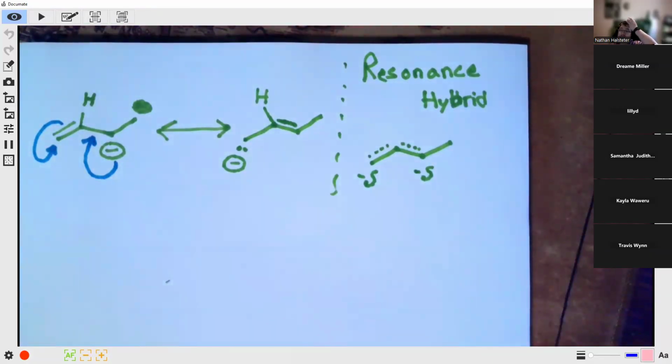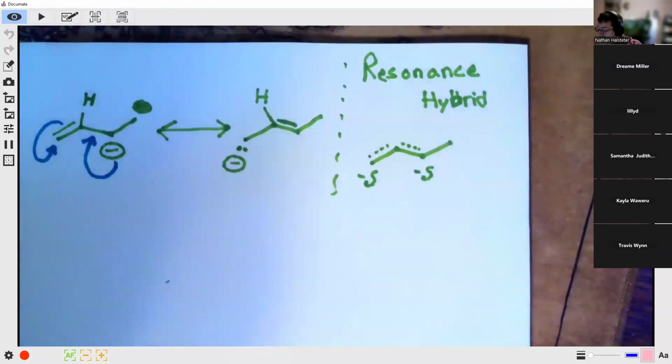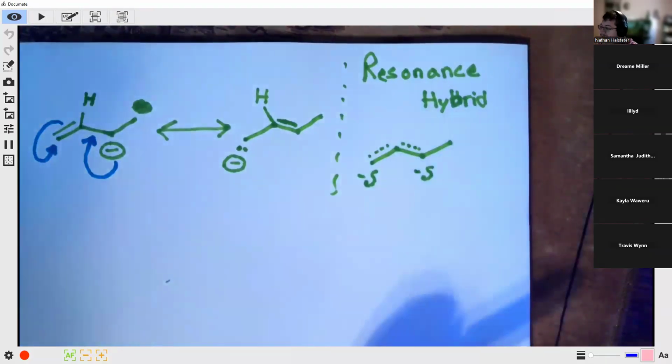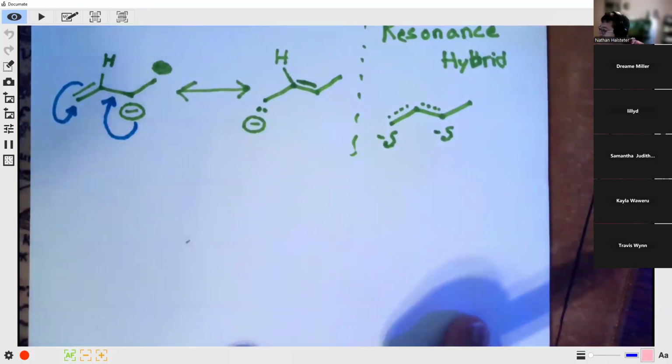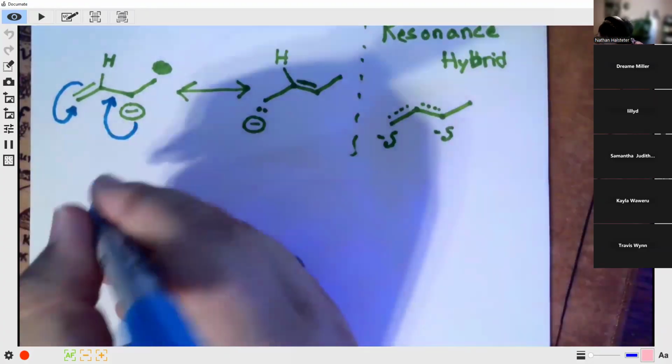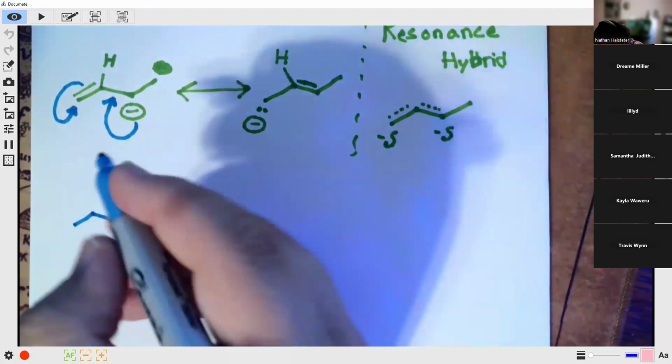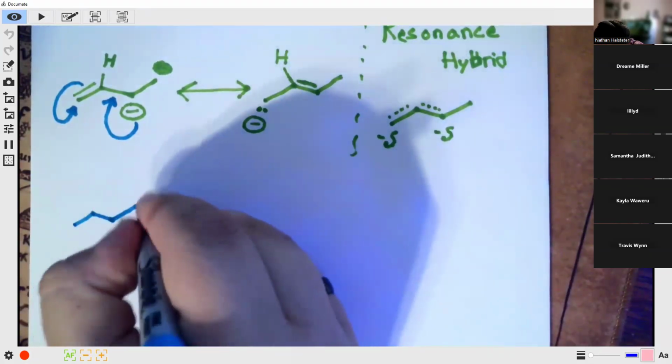Any questions with that? If there's no questions, would you guys like another example? Yes, okay. We can do examples of resonance the entire time if you guys want. This is your time. Okay, let's try with some heteroatoms. So I'm going to put a nitrogen here.